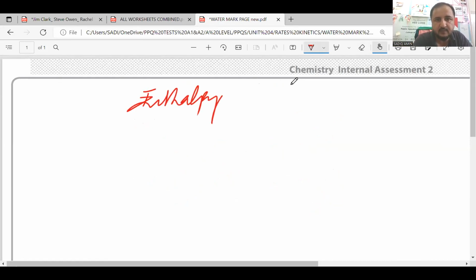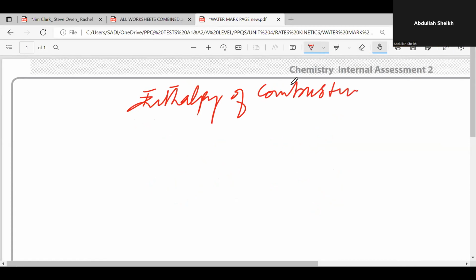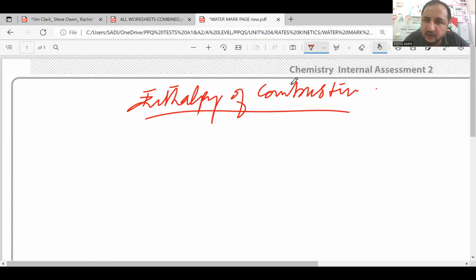Enthalpy of combustion. Sir, what do we mean by combustion? Combustion means burning something in the presence of oxygen. When you burn something in the presence of oxygen, it is called combustion. There are 2 types of combustion.